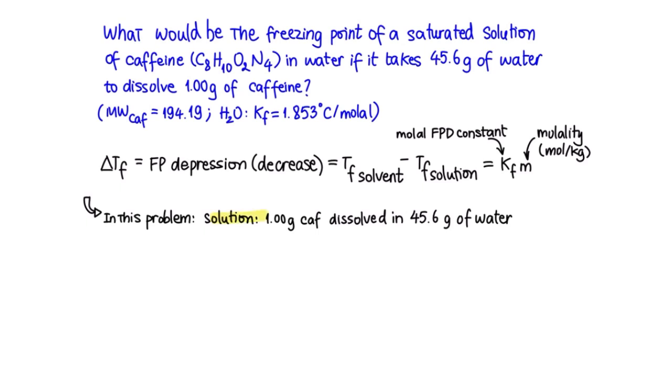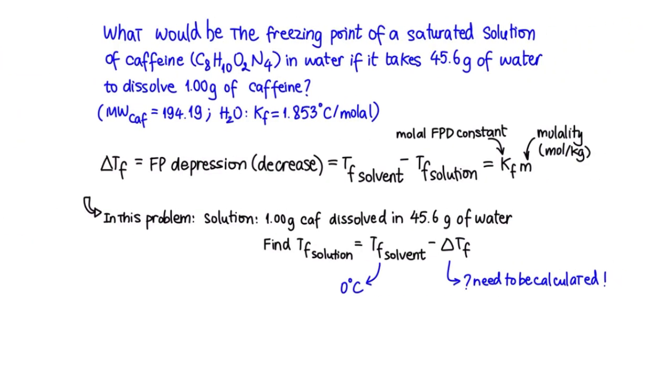In this problem, we have a solution consisting of 1 gram of caffeine dissolved in 45.6 grams of water, and we are asked to find the freezing point of this solution. We can find the freezing point of the solution by taking the freezing point of the solvent minus delta TF, or the freezing point depression. In this problem, the solvent is water, and the freezing point of water is 0 degrees Celsius.